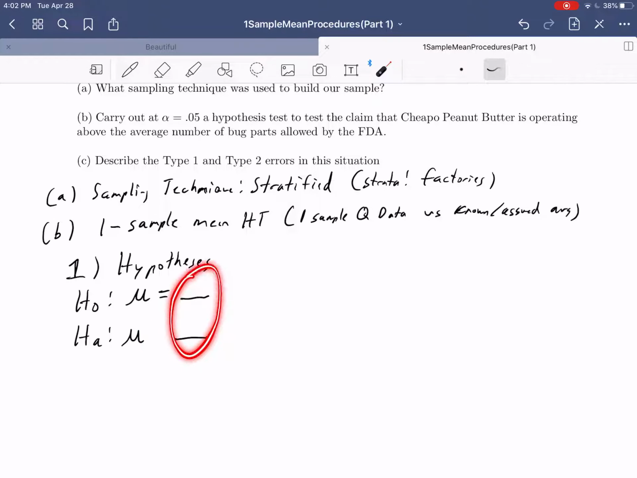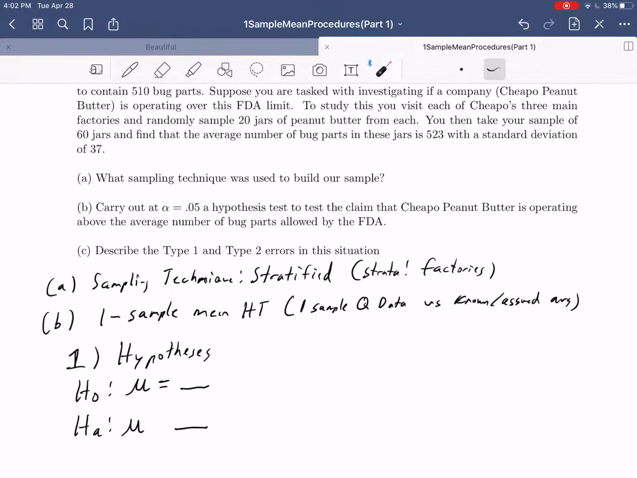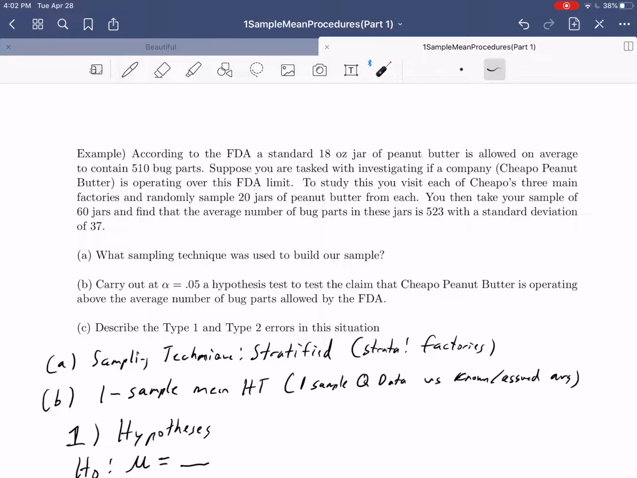So let's think about figuring out this value. In other words, what is the null hypothesis here? Well, remember, the null hypothesis is the sort of known or assumed value. So if we look back here, we're looking for an average. There's only 2 averages that are mentioned in this problem. There's the average that's allowed by the FDA, and there's the average from our sample. The null hypothesis is about your assumption, so it can never involve your sample. So it definitely can't be this.